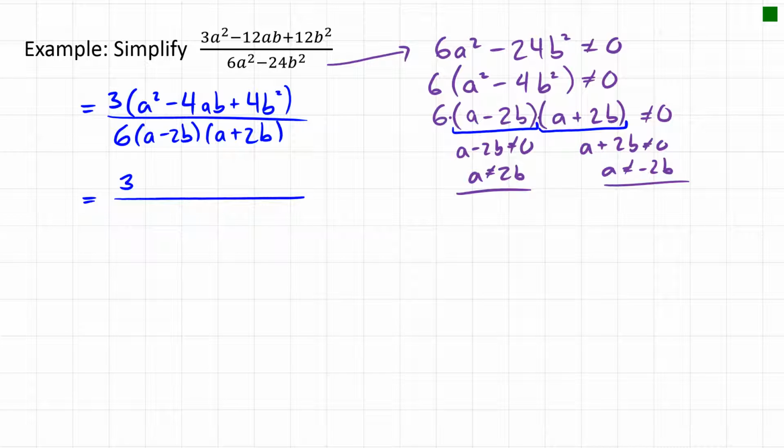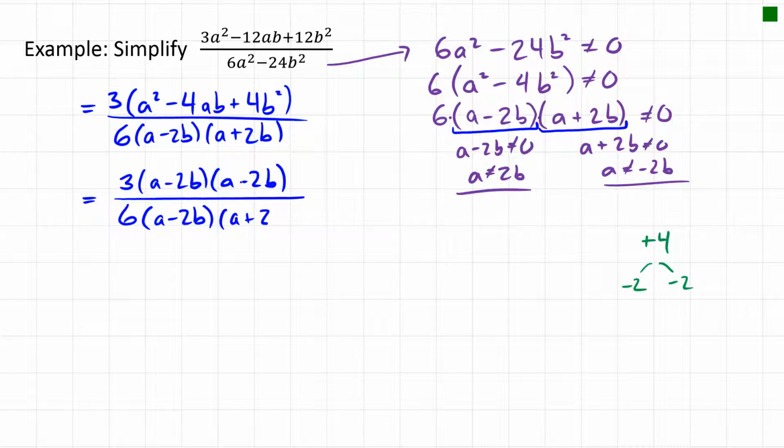So can we factor that numerator? So we need to find two numbers that multiply to plus 4 and add to negative 4. That would be negative 2 and negative 2, which means, sure, we can factor this. This would be a minus 2b and a minus 2b in the numerator. And then everything on the bottom is just what we had before. And we're at the point where we can look for some common factors. Well, 3 and 6, just to start with the numbers, 3 and 6 have something in common. They can each be divided by 3. So 3 divided by 3 is 1, 6 divided by 3 is 2.